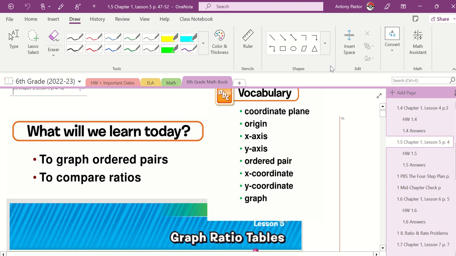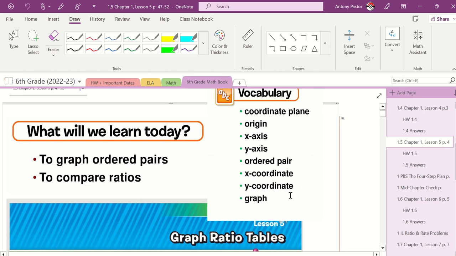Welcome. Today we're going to be doing 6th grade math, chapter 1, lesson 5. We are going to be talking about graphing ratio tables. Before we can get into that, we have a lot of vocabulary that we need to cover. This all should be in your notebook.